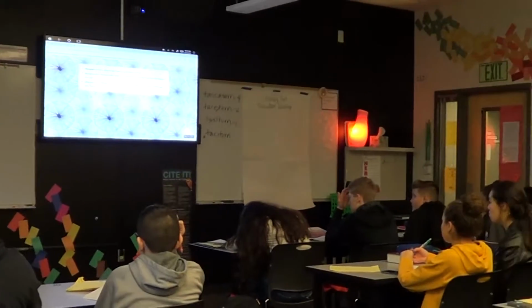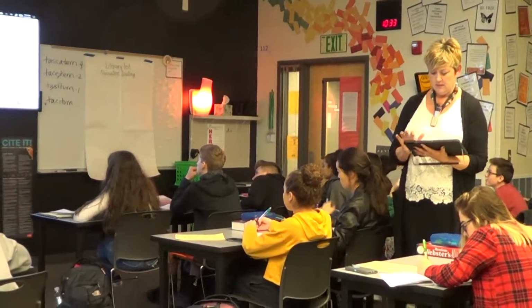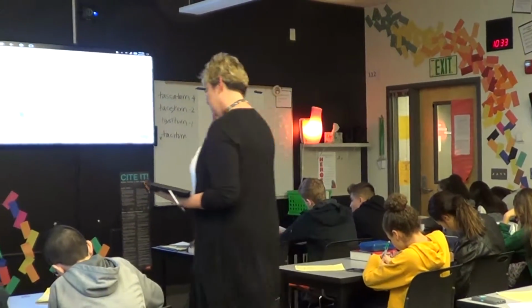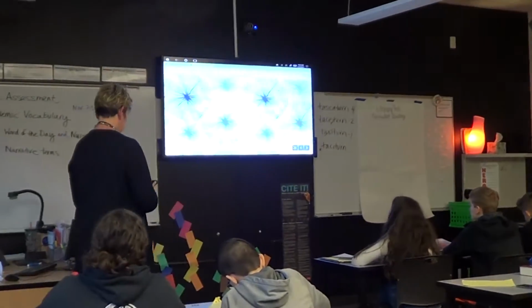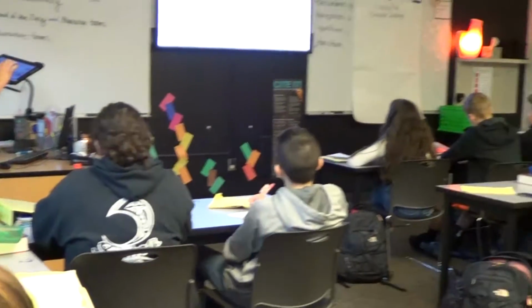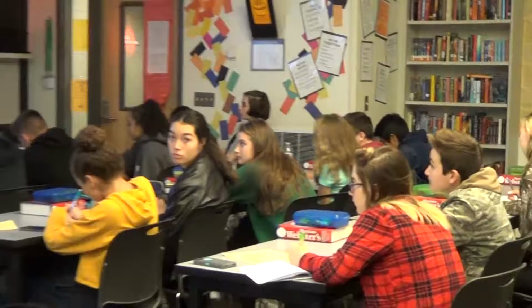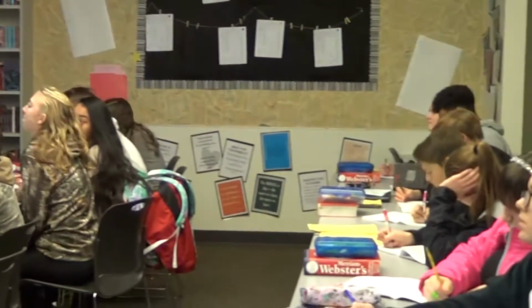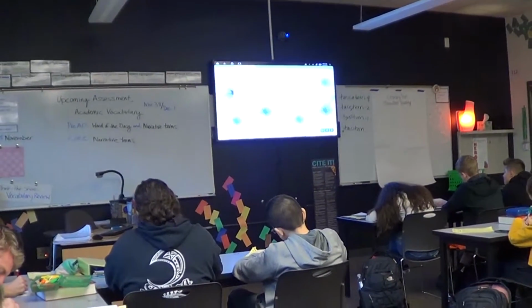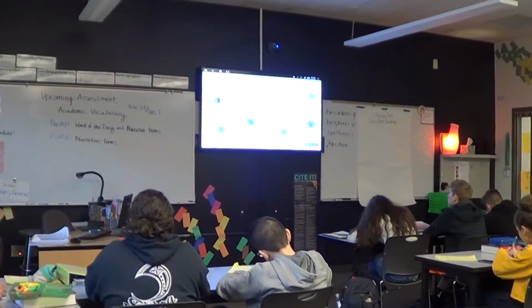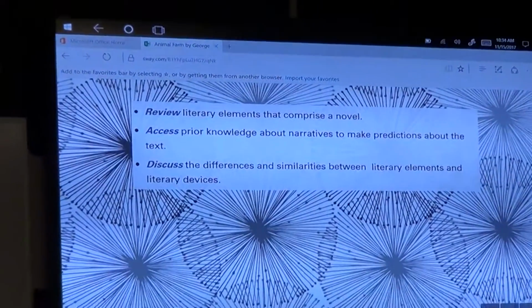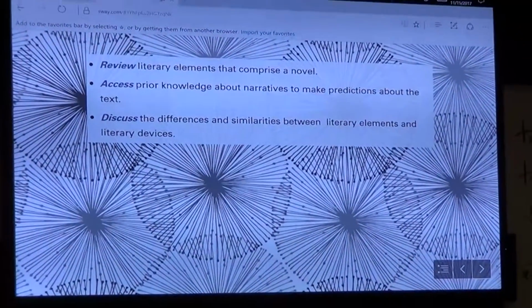Go ahead and record these three learning targets here. I think it's going to make it a little bit bigger for you. There you go. Can you see that, Sasha, in the back? The first one, review literary elements that comprise a novel. Number 2, access prior knowledge about narratives to make predictions about the text. And the third one, discuss the differences and similarities between literary elements and literary devices.